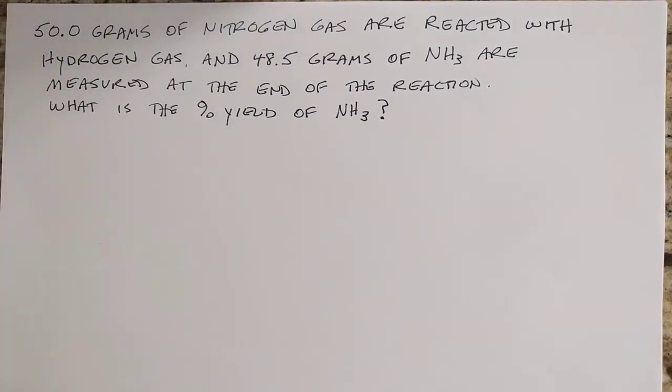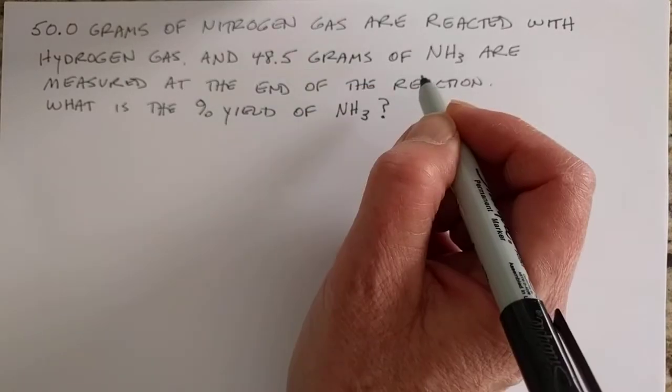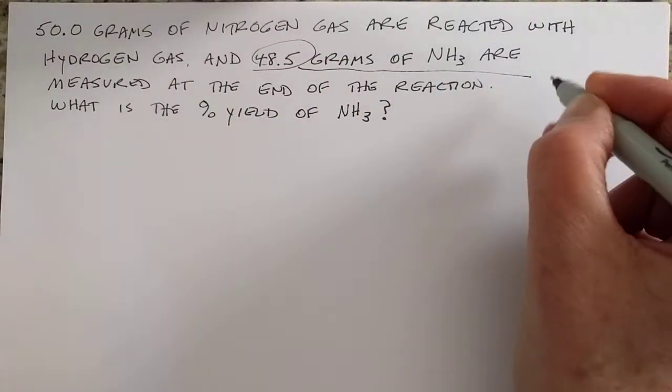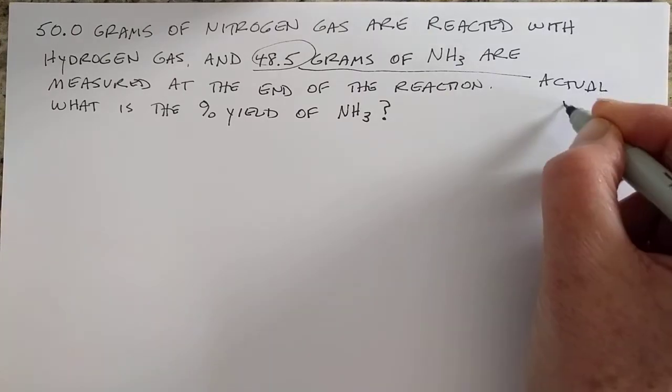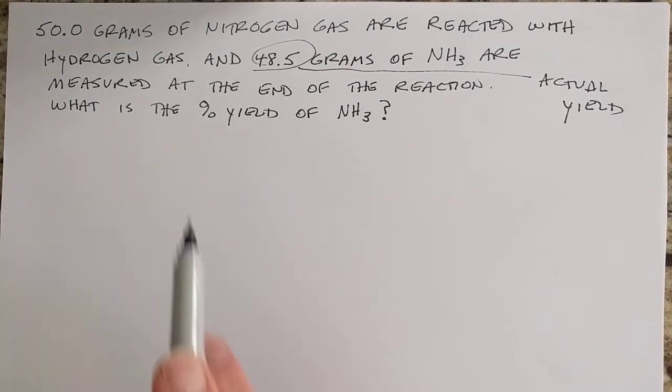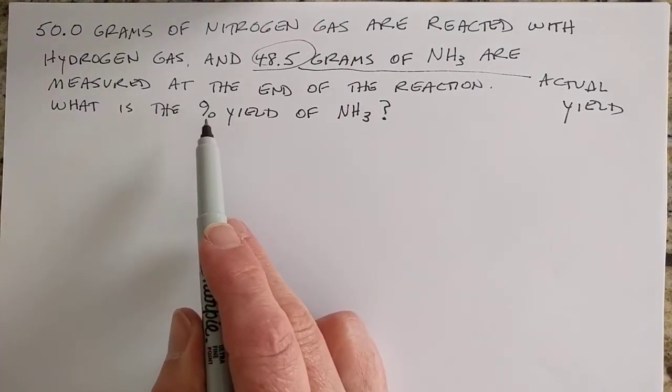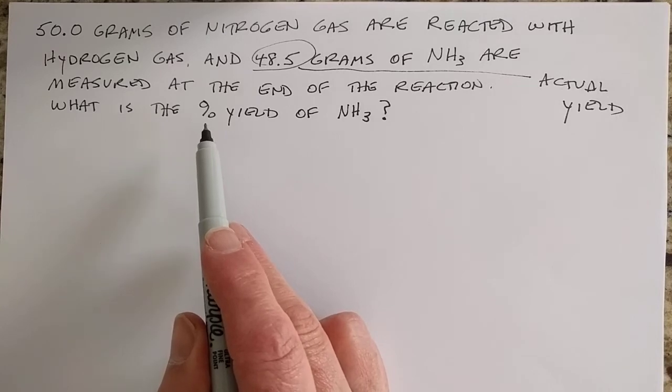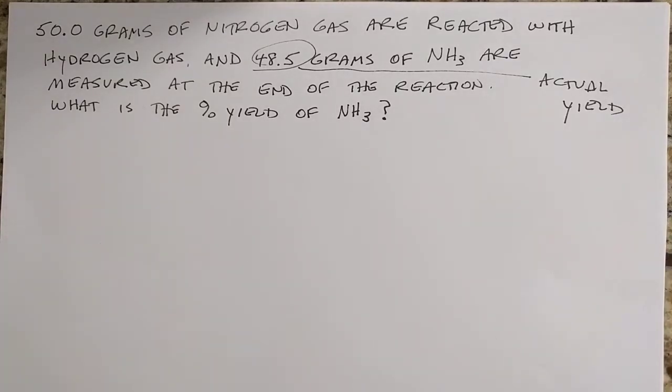So we have 50.0 grams of nitrogen gas reacted with hydrogen gas, and 48.5 grams of NH3, which is ammonia, are measured at the end of the reaction. What is the percent yield of the NH3? Okay, so this number right here, this is your actual yield. What you really got, what you measured after the reaction happened. So we're going to use our formula to get the percent yield. We need the actual divided by the theoretical times 100. We have the actual, we have to figure out the theoretical, and we're going to do that using stoichiometry.